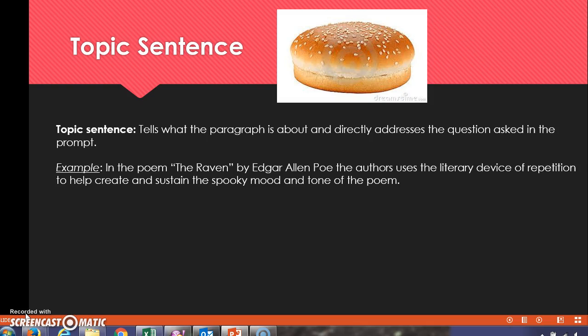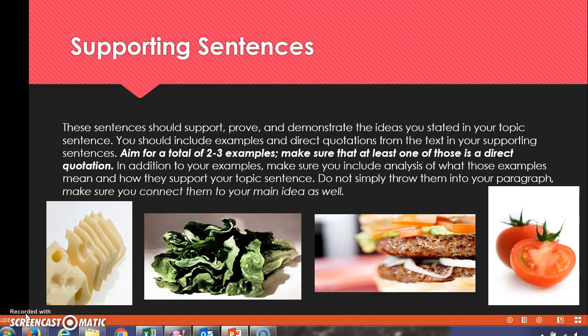The next thing that you need in a strong paragraph response are the supporting sentences. Now, the supporting sentences are a lot like the ingredients and the things that go inside of your hamburger. In your hamburger, you're going to have meat, but you're also going to dress it up with things like onion, lettuce, cheese, tomato. Maybe you throw in a little bit of special sauce in there. Those pieces of the hamburger are a lot like the supporting sentences, and they're necessary to make your paragraph strong. These sentences should support, prove, and demonstrate the ideas you stated in your topic sentence.